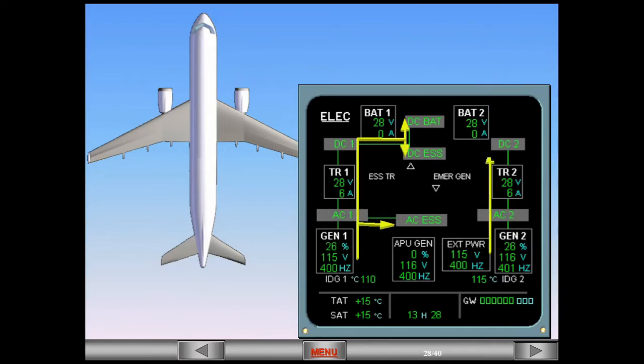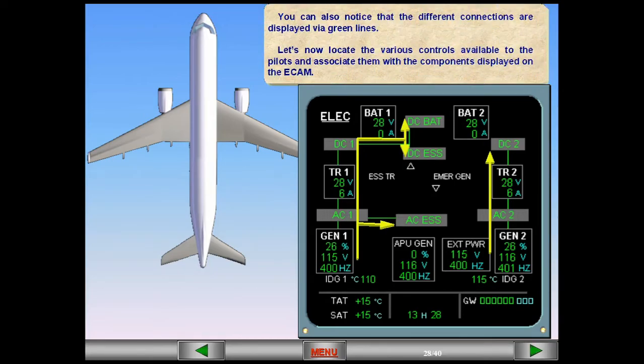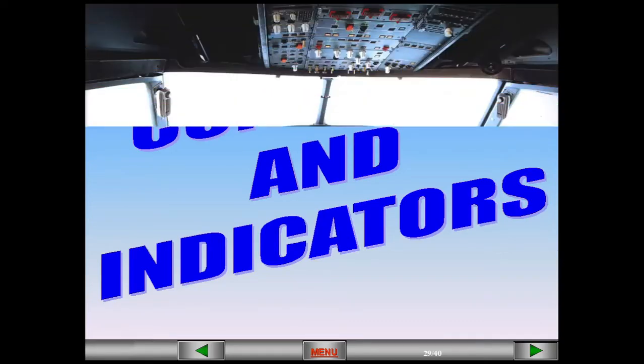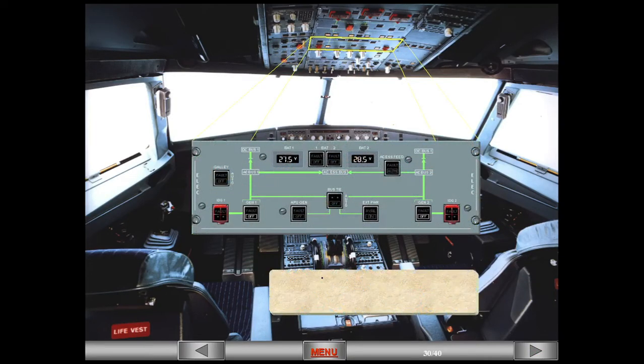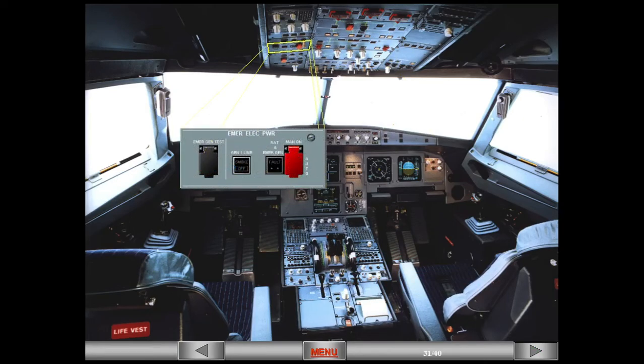Let's now locate the various controls available to the pilots and associate them with the components displayed on the ECAM. The electric panel is located on the overhead panel. For emergency cases, there is an emergency electric power panel on the left side of the overhead panel. Now let's look at the relationship between the electric panel and the ECAM electric page.